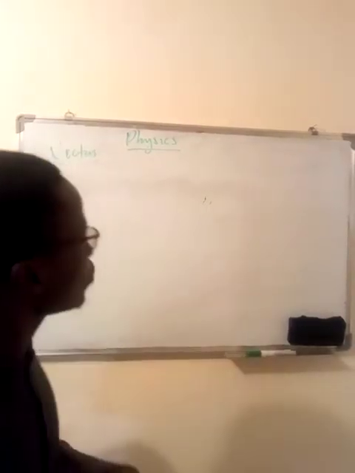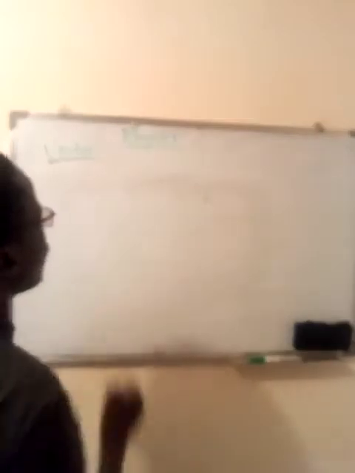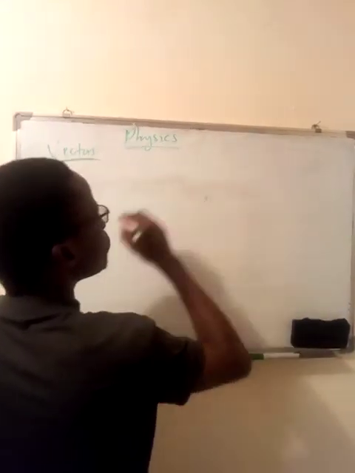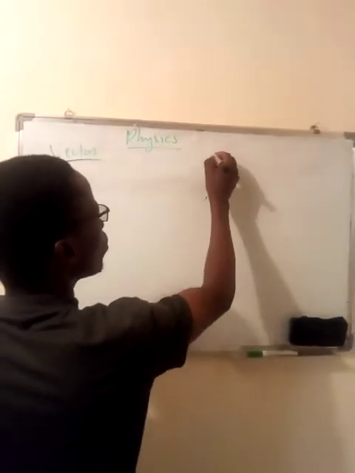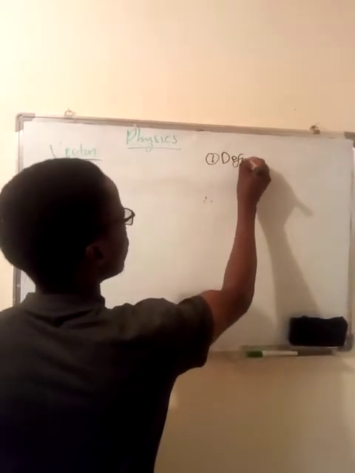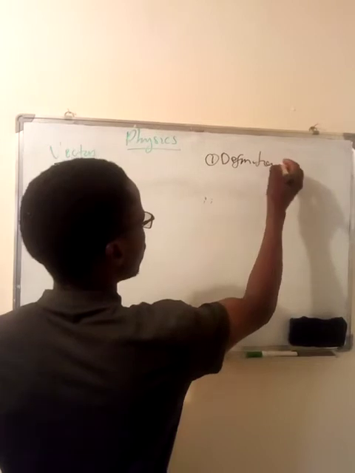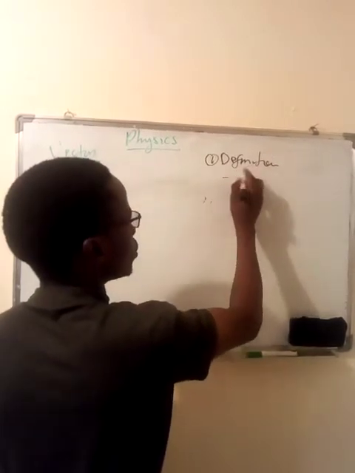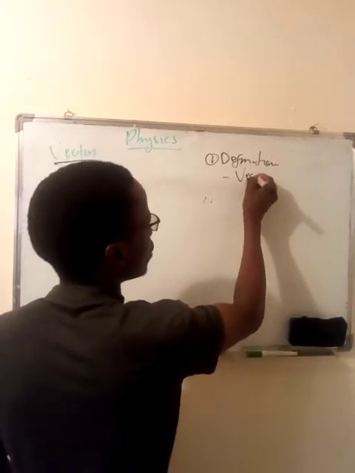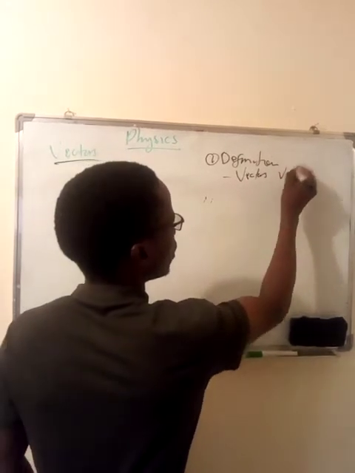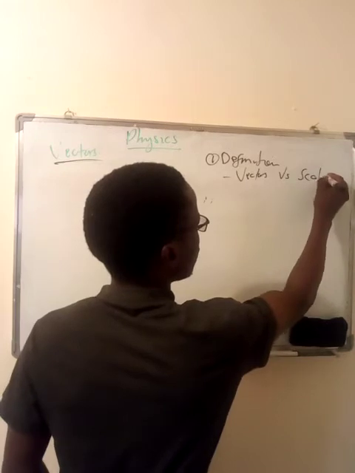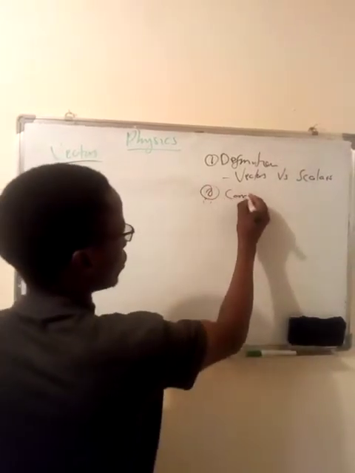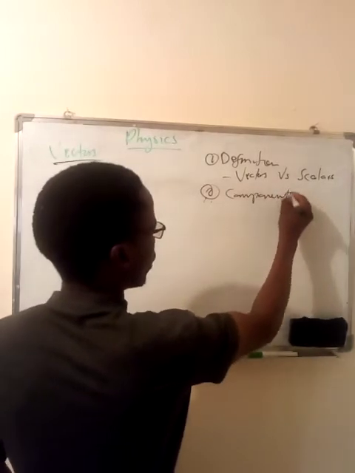Okay, hello everyone. So we want to continue with vectors in physics. So far in vectors, like I mentioned earlier, we looked at definition and examples of what? Of vectors. Under this, we also looked at the difference between vectors and what? And scalar quantities. Then from there, we looked at what? Components. Components of a vector.